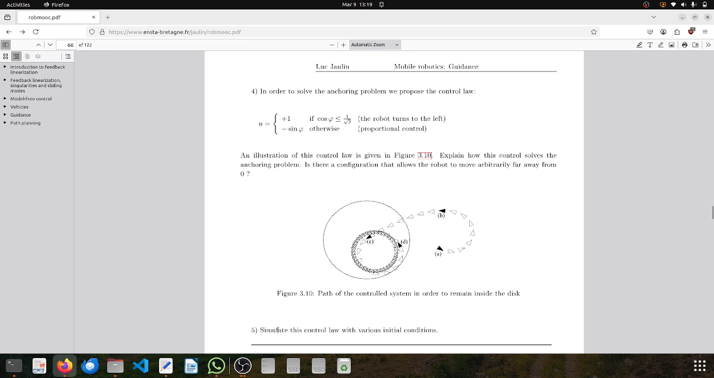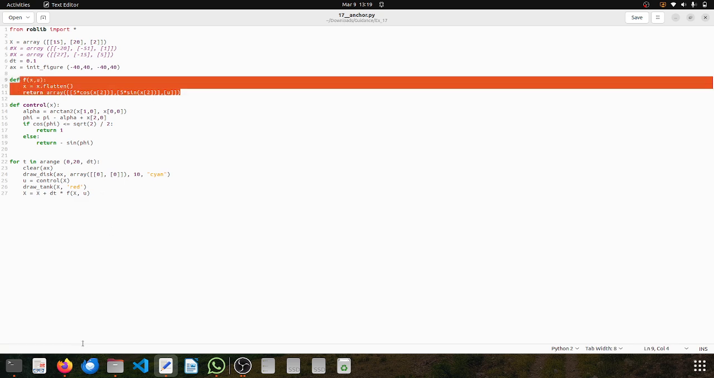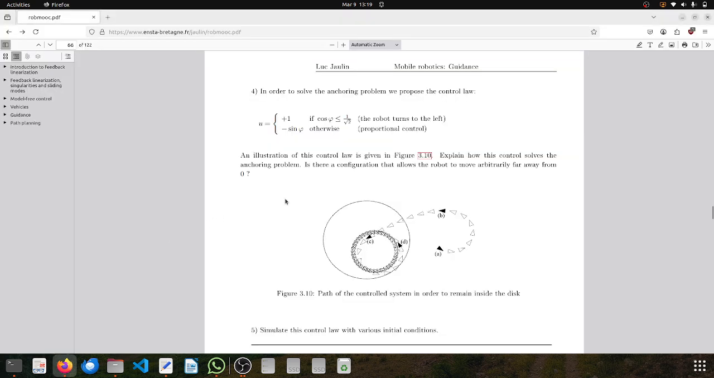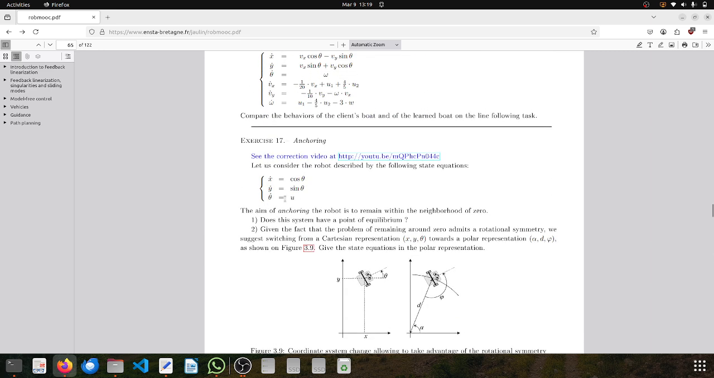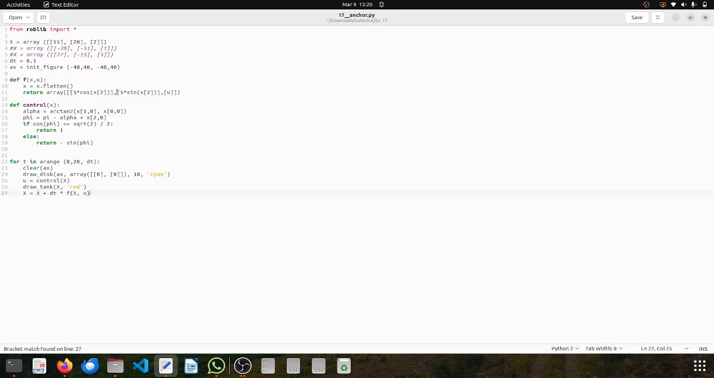And as for the simulation of the control law, we were given this code. What it has over here, first of all, is the function f of x, which is this one, but with the first two rows multiplied by 5, as you can see over here. And then we have the control law.